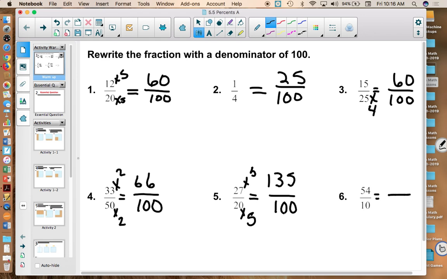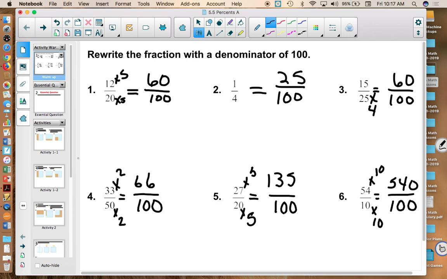And our last one, 54/10ths. Multiplying 10 times what to get 100, Braden? 10 times 10. And multiplying 54 by 10, do you get 540? Okay? We're just taking numbers and converting them to a fraction with a denominator of 100. That's all we've done. Okay?